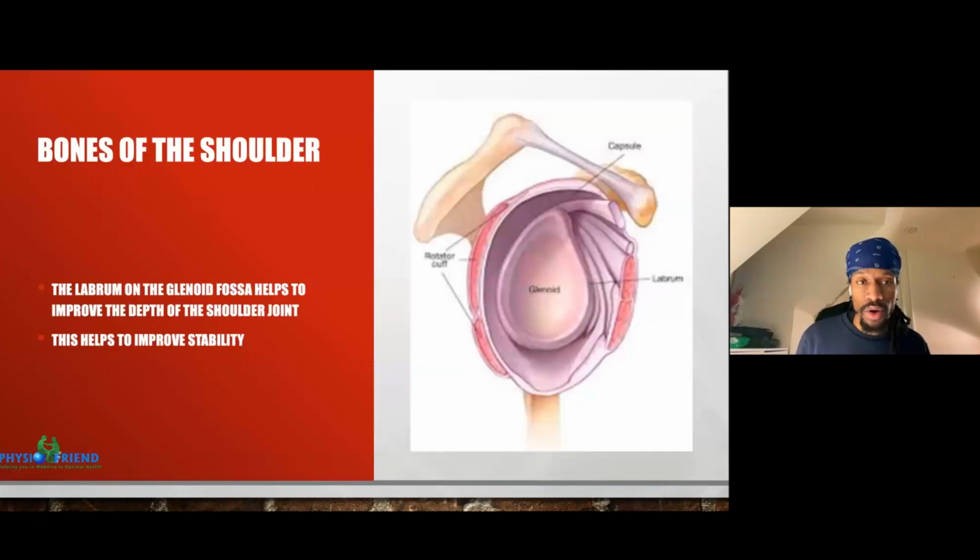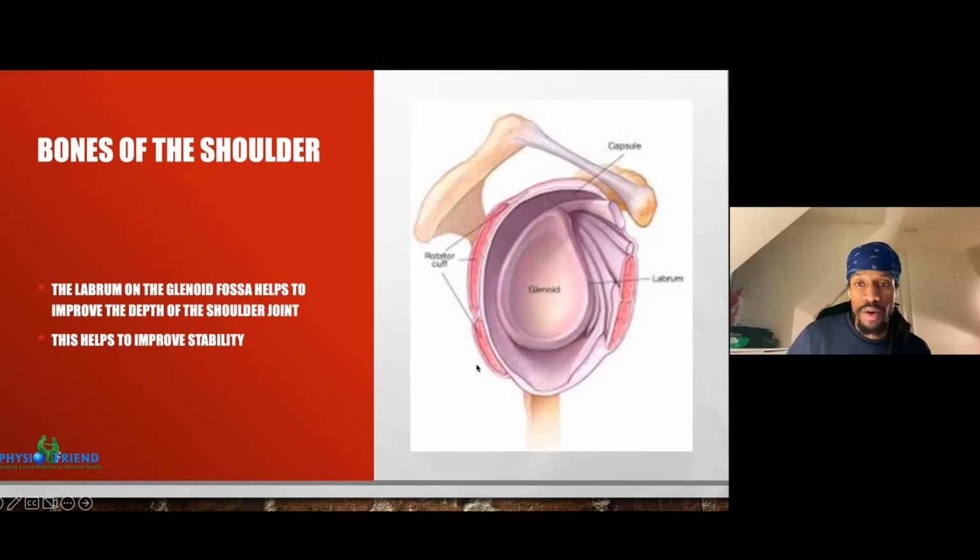So let's have a look at this labrum. This labrum is just one of the examples, with all the other muscles and the ligaments surrounding the humeral head, which is just the head of our arm bone. It's showing how that all creates a little bit more depth and also a little bit more stability.